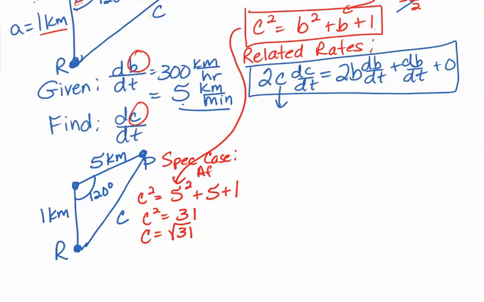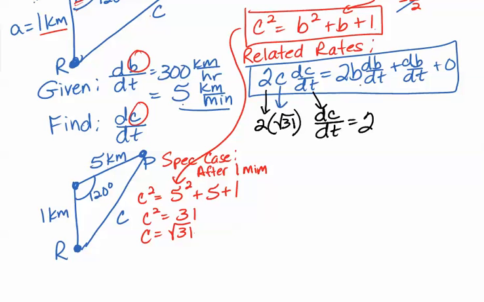So after 1 minute, the plane has traveled 5 kilometers. And then I used our law of cosines relationship to find the value of c. Okay, so now we're going to take these values and substitute into our related rates. So I'm going to keep the 2. Our value of c we just discovered, square root of 31. dc/dt is what we're looking for, so that stays as our variable.